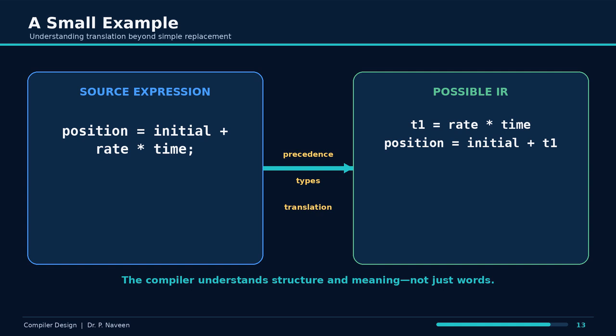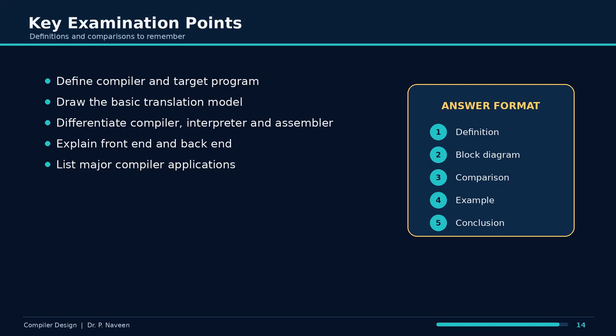Simple examples. Now let us understand compilation using a simple example. Consider this expression: position equals initial value plus rate multiplied by time. First, the compiler identifies the variable names. They are position, initial value, rate, and time. Next, it identifies the operators. There are addition and multiplication operators. Compilers know that multiplication has higher priority than addition, so rate multiplied by time is calculated first.